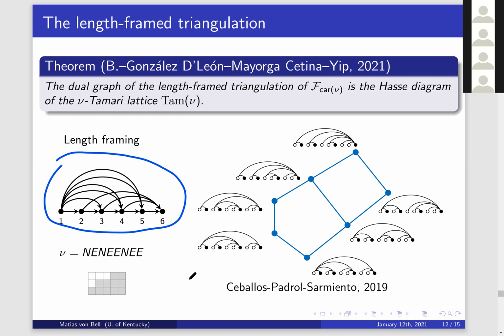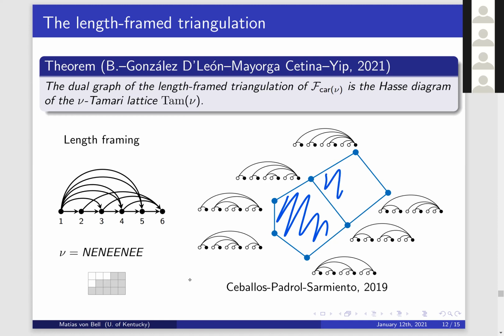And something slightly stronger is true here as well, and that is that Ceballos, Padrol, and Sarmiento introduced a Nu-associahedron, which is a polytopal complex that you obtain if you consider also these faces in here, not just the one skeleton. And so the dual of this length framed triangulation of the Nu-Caracol flow polytope is actually the Nu-associahedron.